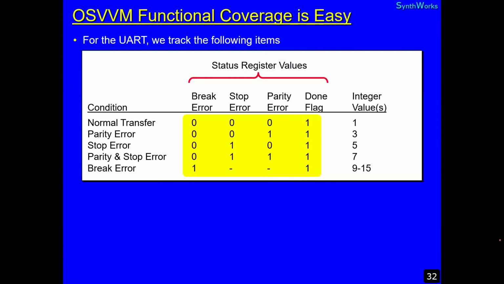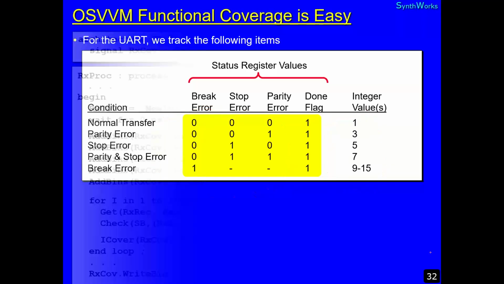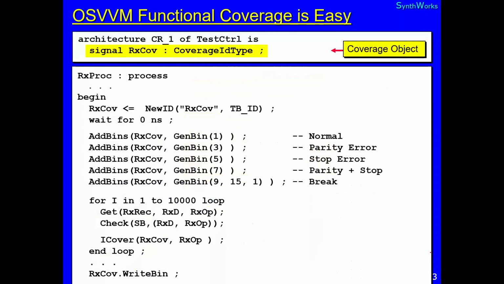Okay. So functional coverage is easy. Okay. So collecting functional coverage is easy. What we're looking to do here then in our UART is we're looking to track what's happening in our status word. So we're looking for these bits to be set, and we're going to track these as integer values. All right. So to write functional coverage in OSVVM, we have our coverage object.